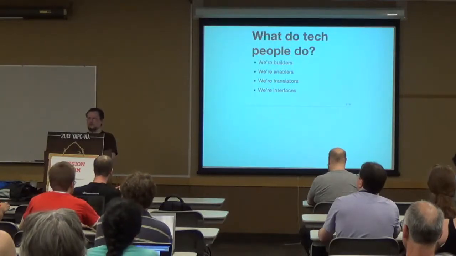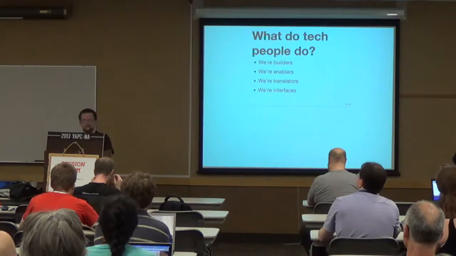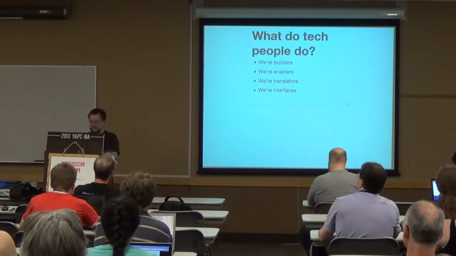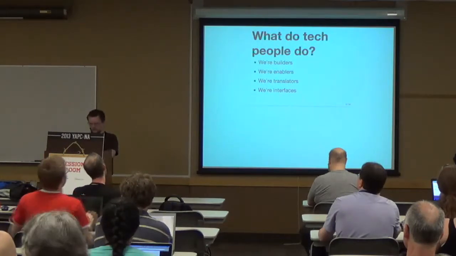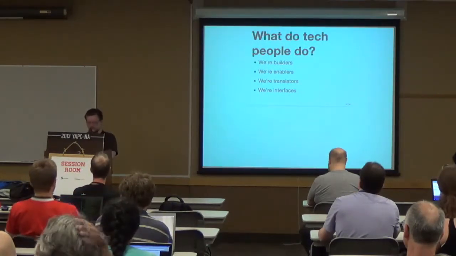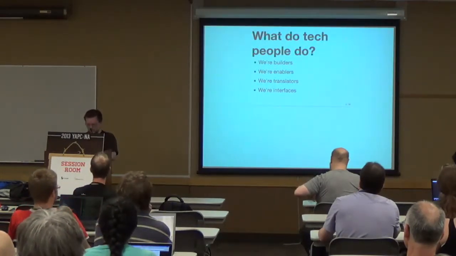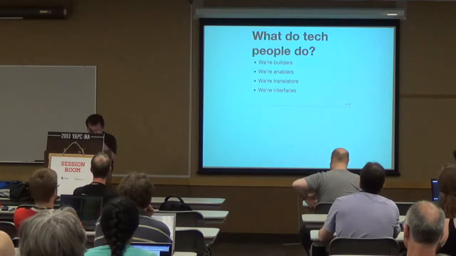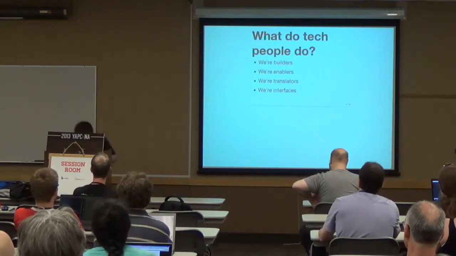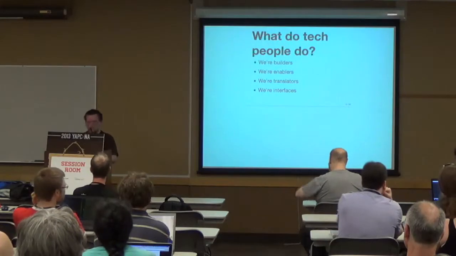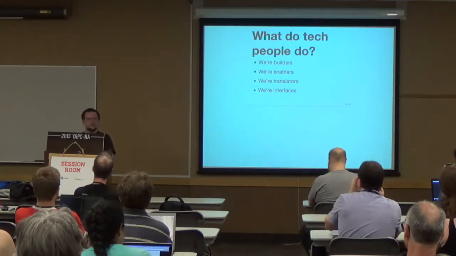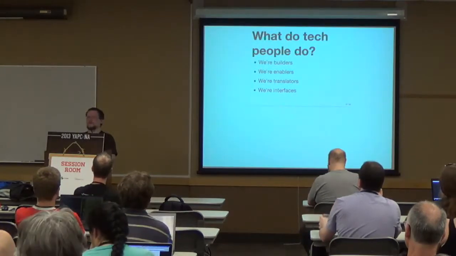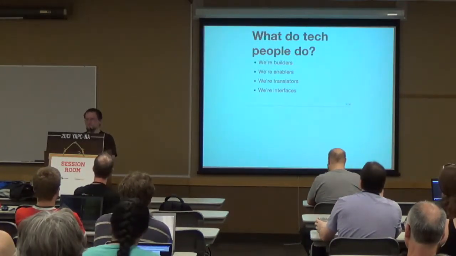So what do tech people do? I guess we should start there to identify how we can do things better. We are builders, we are enablers, we're translators of technology into things that people can use, and we're interfaces, and we have eyes that burn. Okay, all right, so what I mean by all of this is we're builders. We make things, right? We put things together, we make things, we assemble stuff from parts.